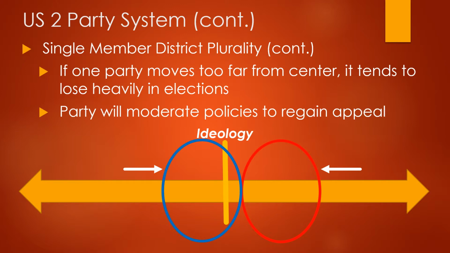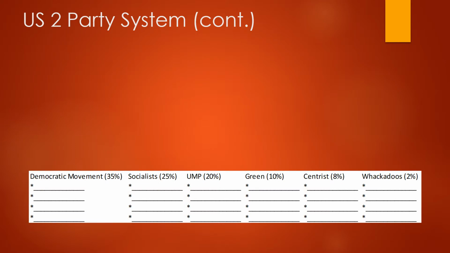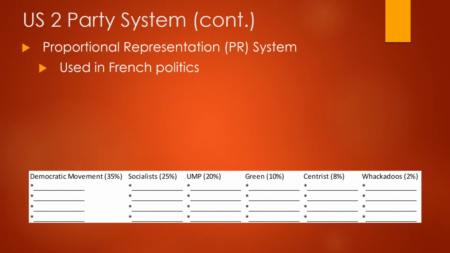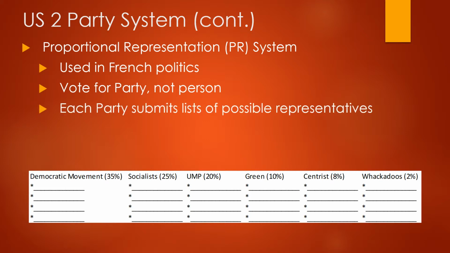in policy making. Now, you might be thinking, well, Mitch, how else can we do this? What's another way we can look at it? So right here, if you think about the proportional representation system, the PR system, this is used in French politics. In this system, you vote for a party, not a person. And so each party submits a list of possible representatives.